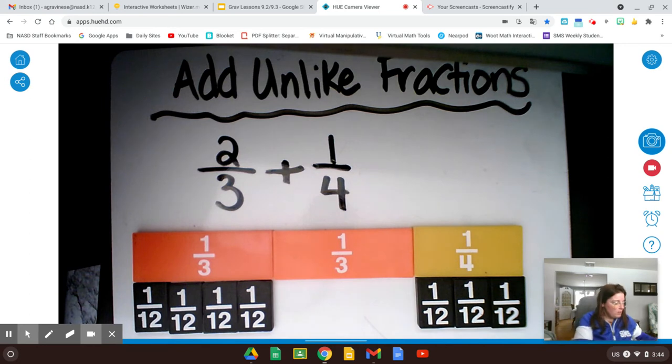Okay, so I can put away all these other guys. So I have found that 12ths work for thirds and fourths.